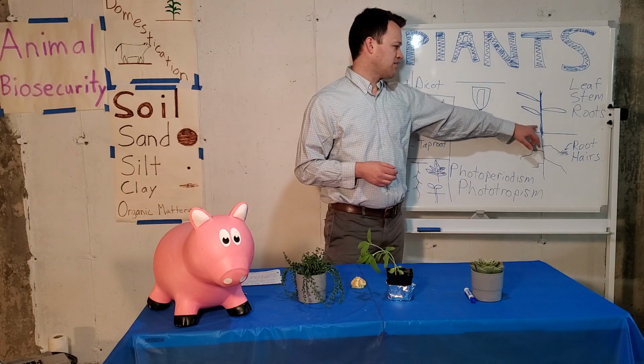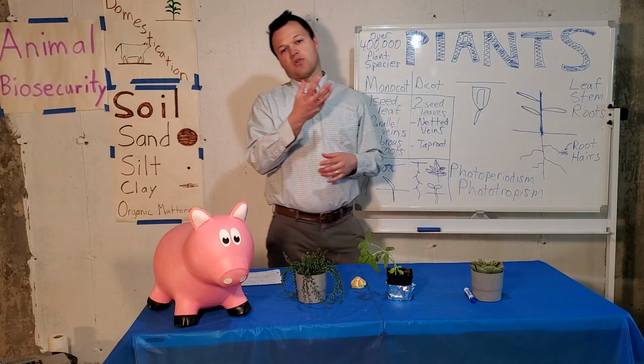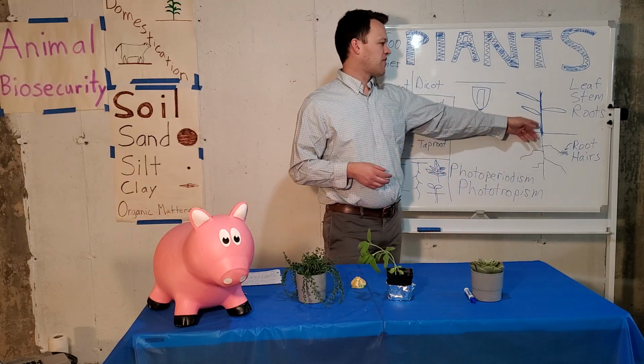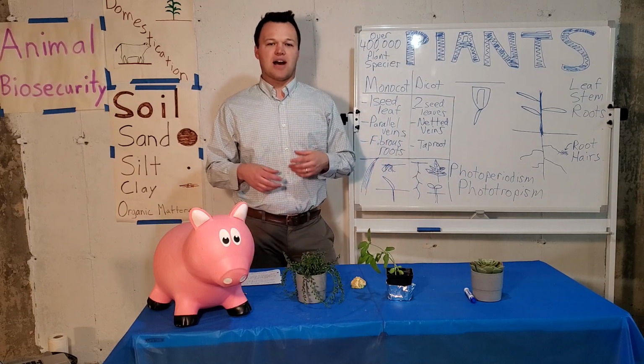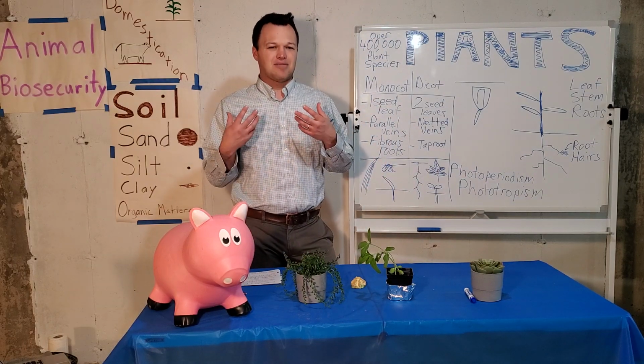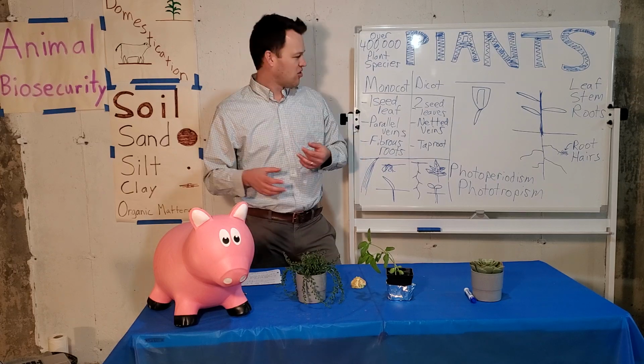Then we go to the stem. The main job of the stem is to transport water and sugar up and down the stem, as well as the nutrients, and to provide structure for the plant. The job of the stem is very important. If a plant gets cut off at the stem, lots of times it dies completely. Sometimes it can grow back.